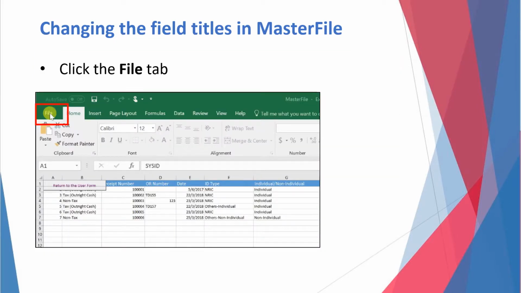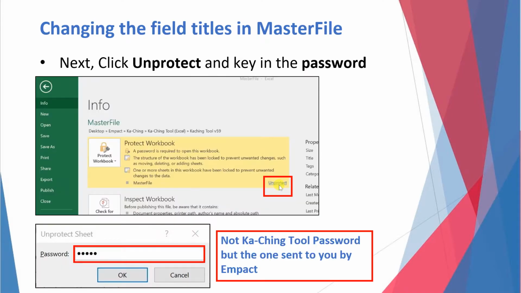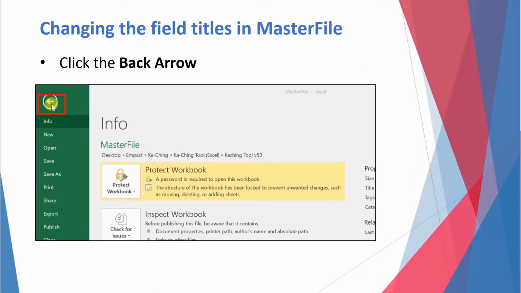Unprotect the worksheet in order to edit it. First, click the File tab. Next, click Unprotect. You will be prompted to key in a password to unprotect the workbook. Once again, key in this password which has been provided to you by Impact. Remember that this is not your Kaching tool password. Click the back arrow on the top left to return back to the worksheet.